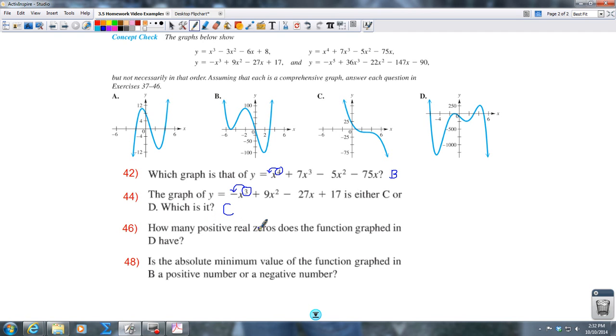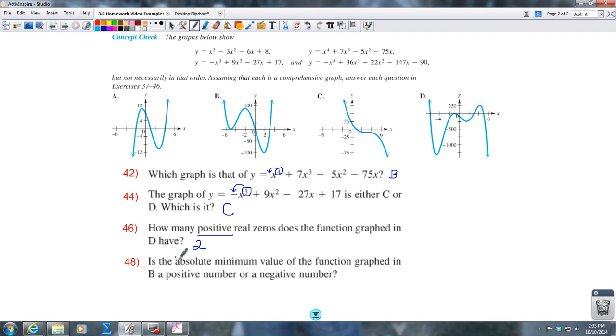Number 46. How many positive, and that's the key word there, positive real zeros does the function graphed in D have? Well, you have the x-axis here. Here's 0. This way would be negative. To the right would be positive. So how many times does the graph touch the x-axis? 1, 2, and it crosses completely through it. I want to remind you that if it bounces off, that counts as 2 zeros that are exactly the same. But this goes all the way through for 1 and all the way through for 2. So there are 2 real zeros for part D.